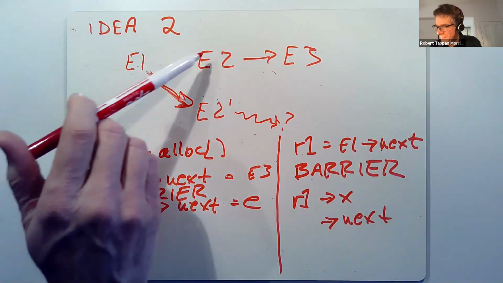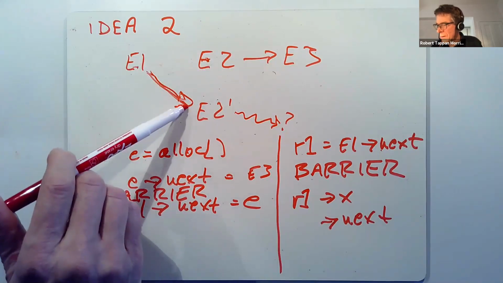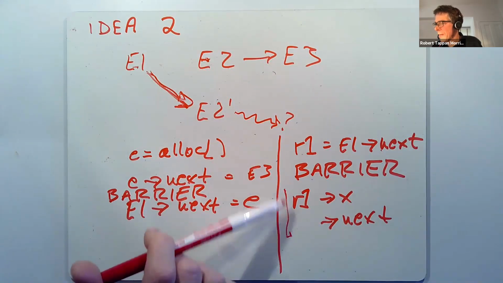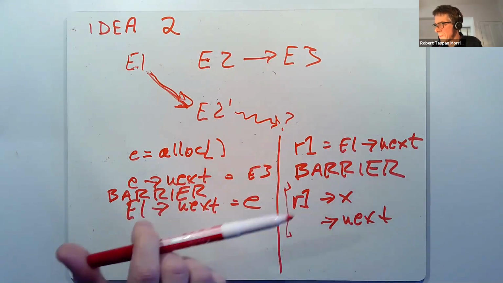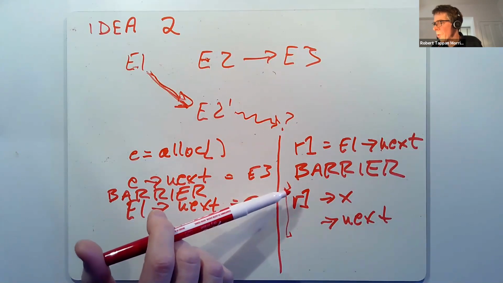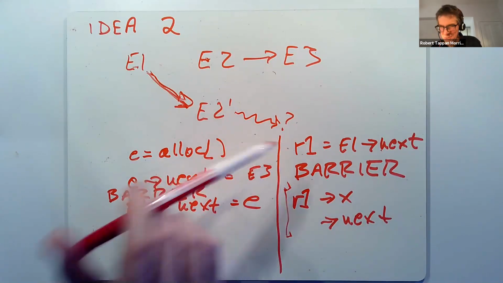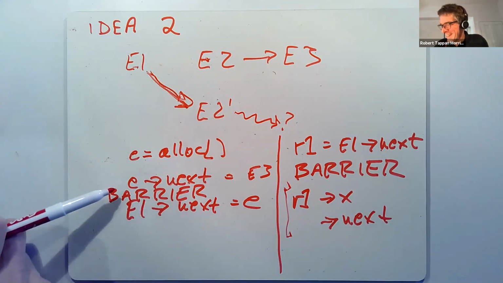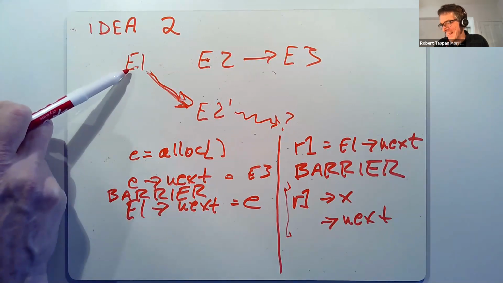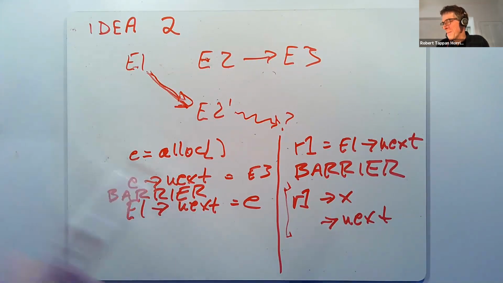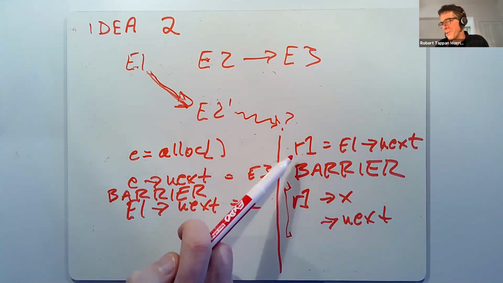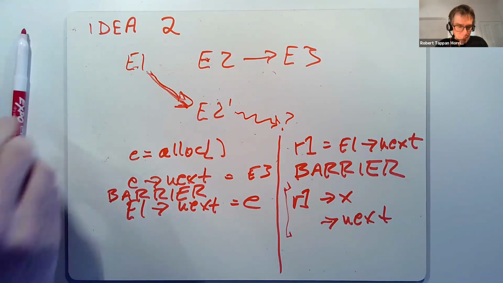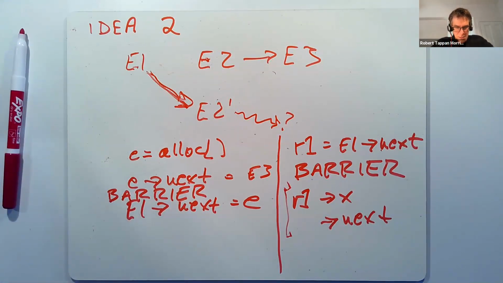So the reader is going to look at E1 arrow next and either get the old E2 or the new E2. And then the barrier says that only after we've grabbed this, all these reads have to execute after this read. And since the writer guaranteed to initialize the content before committing the pointer to the new E2, that means if this pointer points to the new E2, these reads are guaranteed to see the initialized content. Okay.